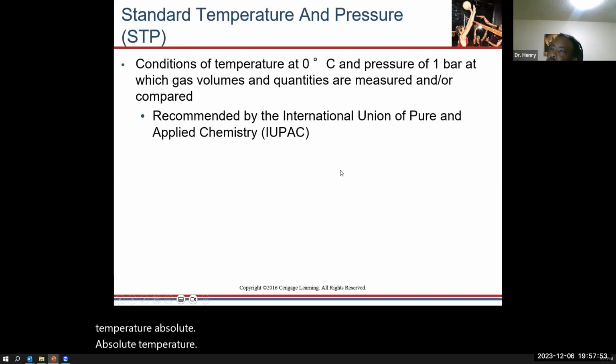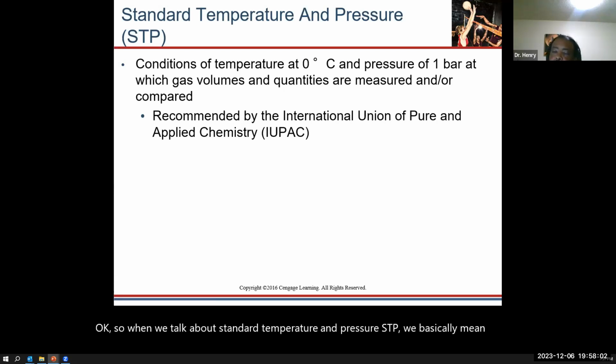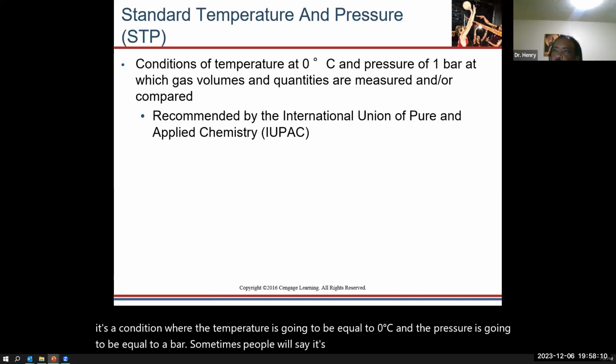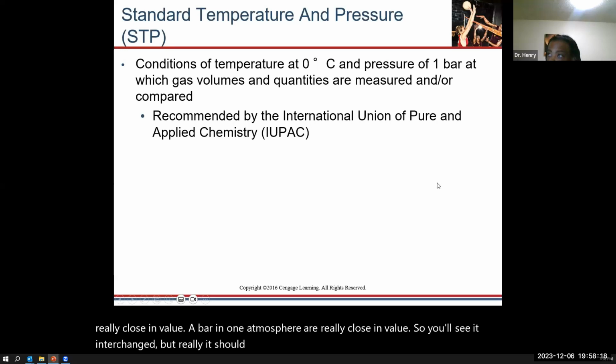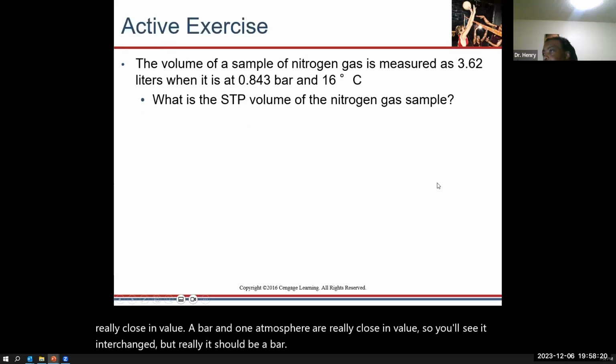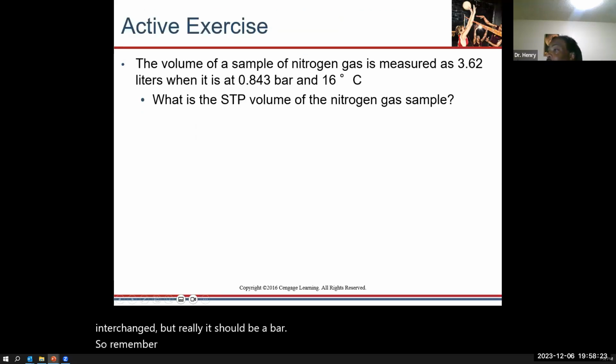Okay. So when we talk about standard temperature and pressure, STP, we basically mean that it's a condition where the temperature is equal to 0 degrees Celsius and the pressure is equal to 1 bar. Sometimes people will say it's equal to 1 atmosphere because they're really close in value. A bar and 1 atmosphere are really close in value, so you'll see them interchanged, but really it should be 1 bar. Remember that.